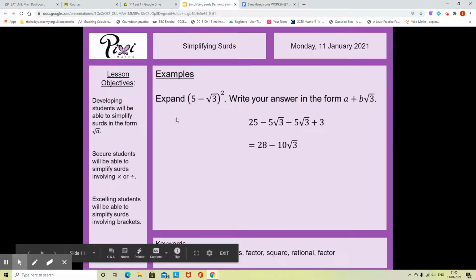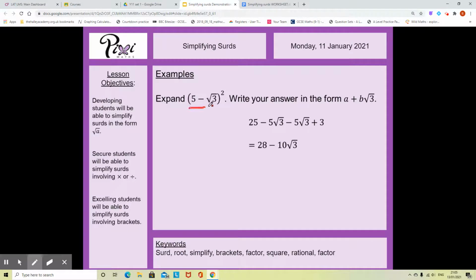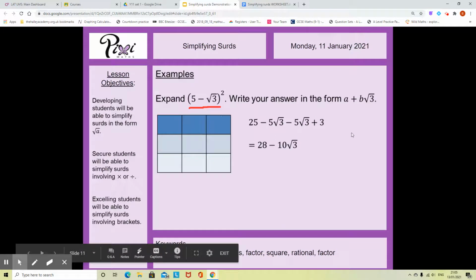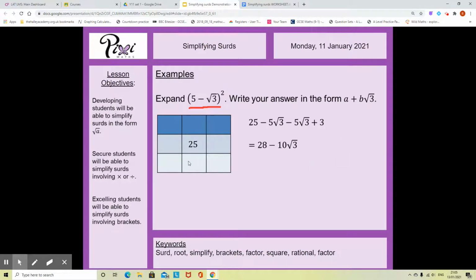Finally, let's look at the example involving expanding brackets, which involves multiplication and addition or subtraction. You need to expand 5 take away square root 3, the whole squared, in the form of a plus b square root 3. We could use the grid method to multiply them easily.